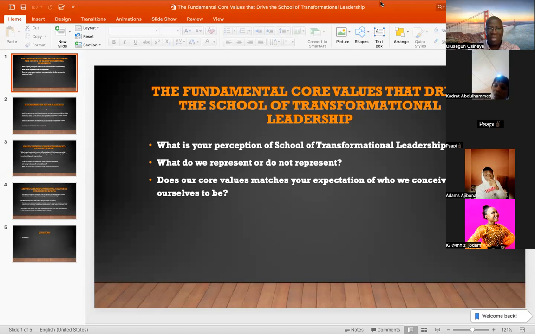I remember somebody once asked me, are we a profit-making organization or are we a charity-based organization? I said, well, I don't want to use the word charity, but we are also not profit; we are somehow in between. But our focus is not to make profit. Our focus in this organization is to impart values to people. And that is what we stand for in School of Transformational Leadership.